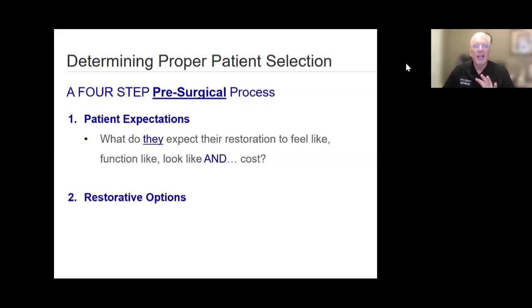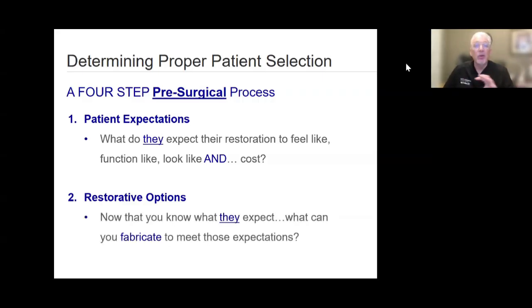So you need to know what they expect it to look like, feel like, and function like. Once you know that, you know what your restorative options are. And today we're talking about the Locator Overdenture. Then it's about what are you going to fabricate to meet that expectation? If a patient's expectation is that they never have to take their prosthesis out of their mouth, well, an overdenture is not going to do it for them.